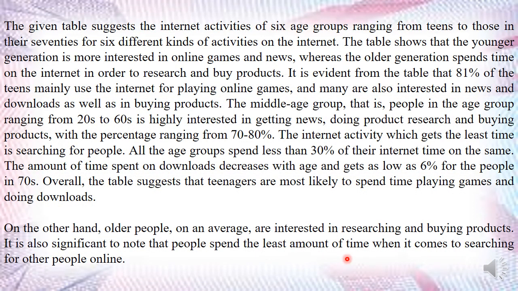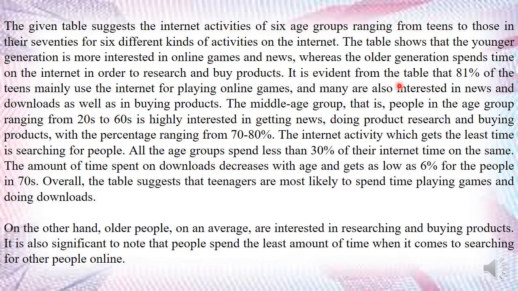So this is the answer for the question, a model question. Let me read the answer. How the analysis is being done on the basis of the table given. The given table suggests the internet activities of 6 age groups ranging from teens to those in their 70s for 6 different kinds of activities on the internet. The table shows that the younger generation is more interested in online games and news, whereas the older generation spends time on the internet in order to research and buy products.